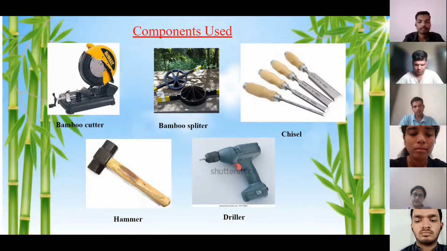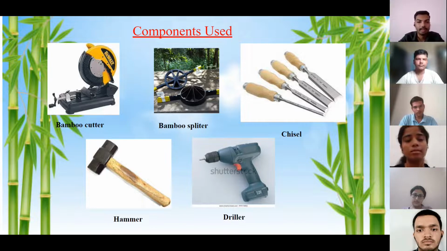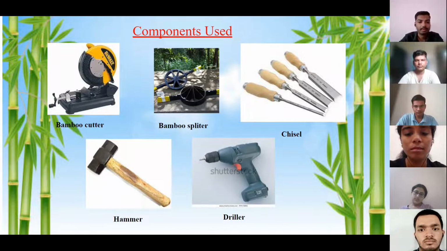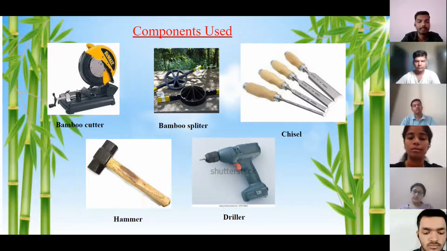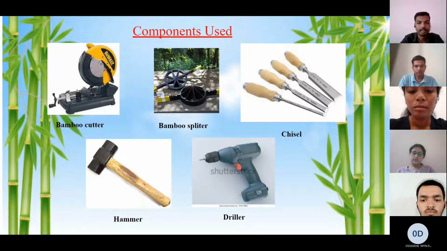So for making the final product, we have used the listed components in our workshop. First is the bamboo cutter, second the bamboo splitter, then chisel, hammer, and driller. The bamboo cutter is used for cutting the large lengths of bamboo, which we directly get from the market or from the forest area. The bamboo splitter is used for cutting the cylindrical bamboo into different parts, between 4 and 6 parts.